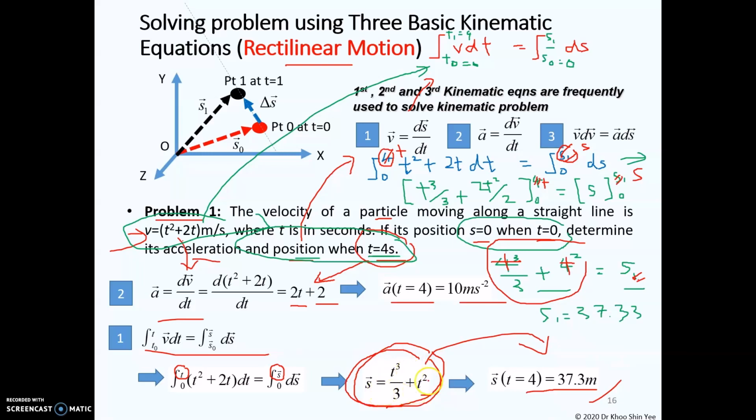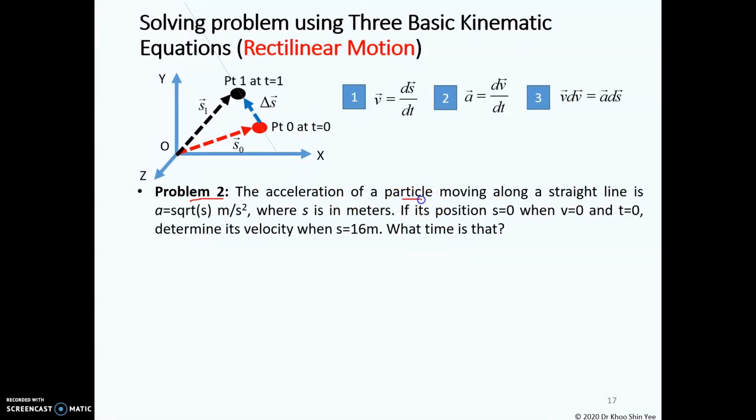In this problem 2, you have a particle moving in a straight line, which is the rectilinear motion. Acceleration is given by a equal to square root x, and x is the position in meters. The initial condition is given here: at t equal to 0, the position and the velocity are 0. We have to find out the velocity v as well as the time when x equals 16.